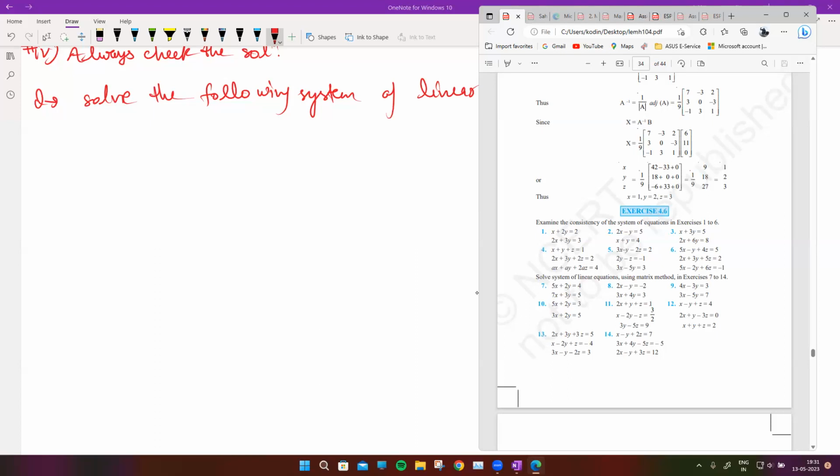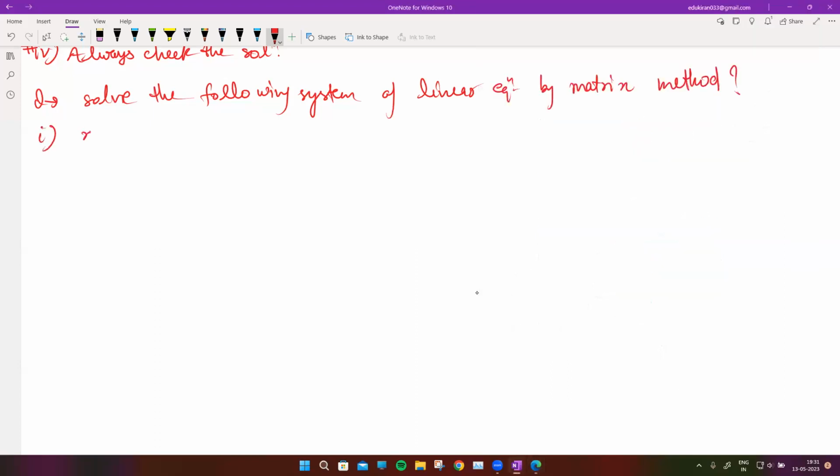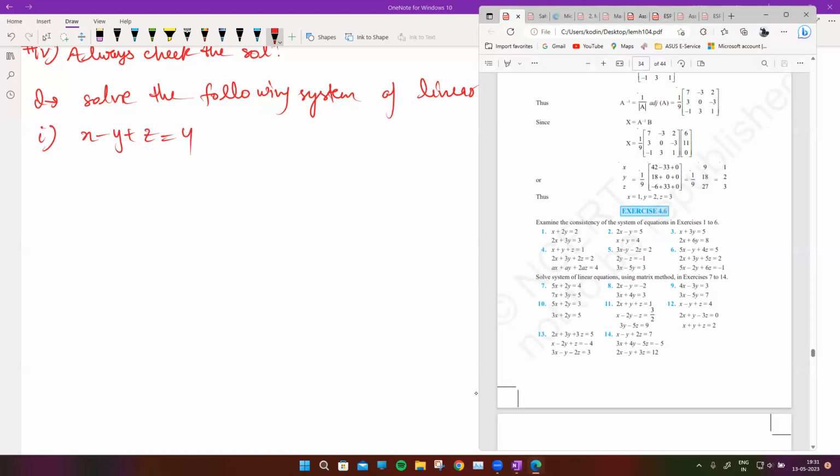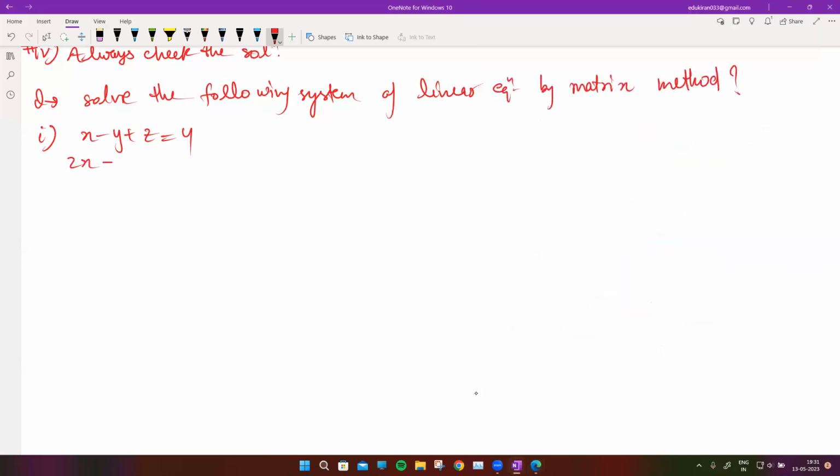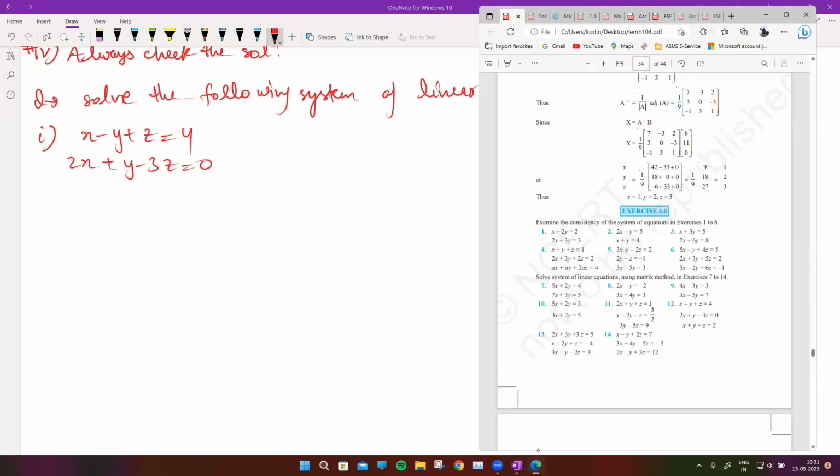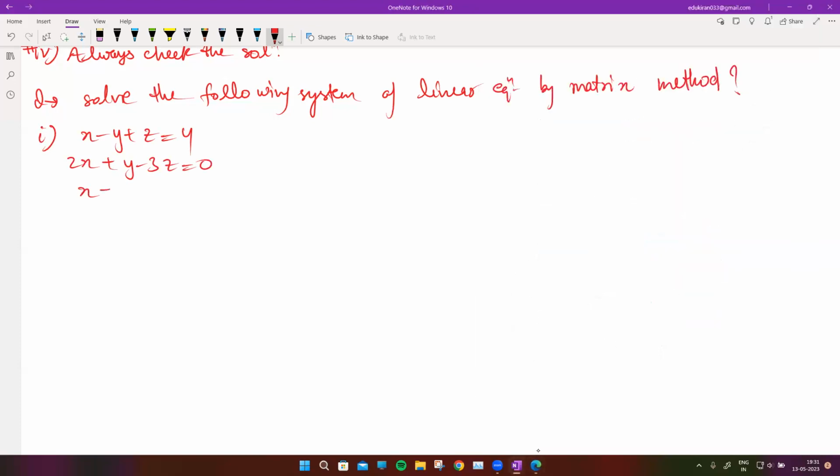Question 12: x minus y plus z is equals to 4. Then 2x plus y minus 3z is equals to 0. And then x plus y plus z is equals to 2. Right. So in this case, we have A.